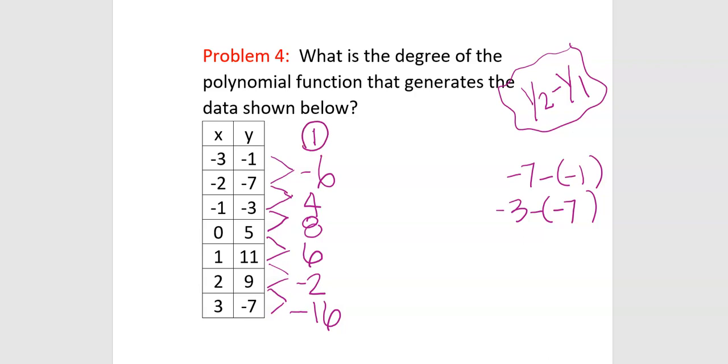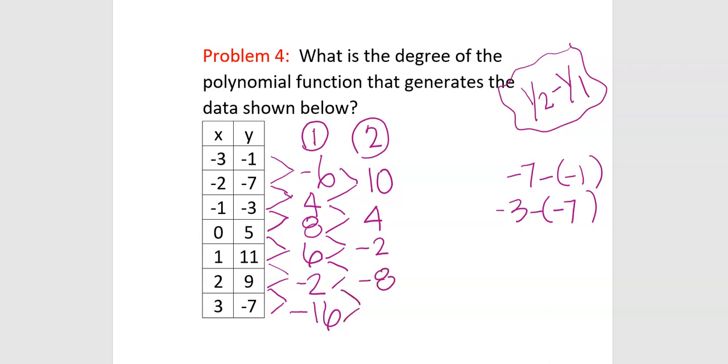So we're going to do it again. 4 minus negative 6 would give you 10. 8 subtract 4 is 4. So we already know it's not going to be second degree. We have to do another one after this one. 6 minus 8, negative 2 minus 6. And negative 16 plus 2 would be negative 14.